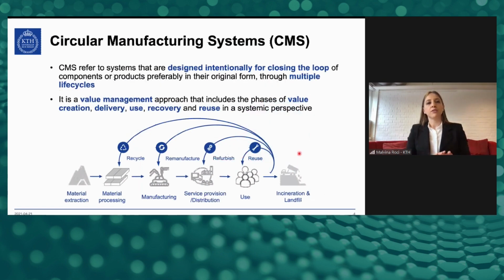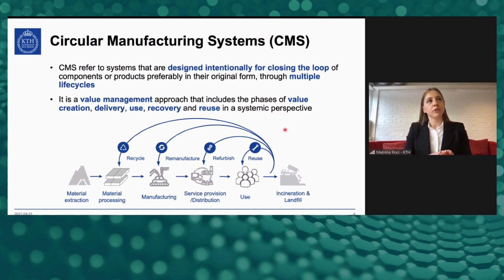So circular manufacturing systems are systems that are designed intentionally for closing the loop of components and products, preferably in their original form, through multiple life cycles. So what we propose is a systemic approach that considers a life cycle perspective, going from raw material extraction all the way to end of life through the different value recovery strategies.